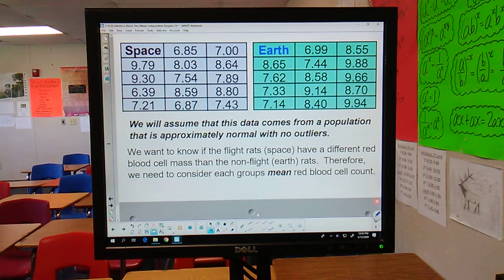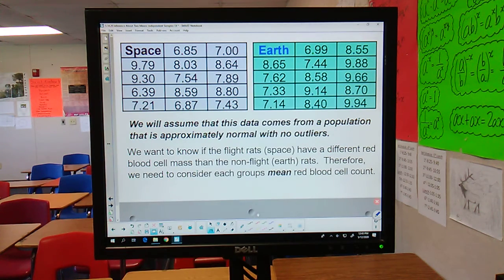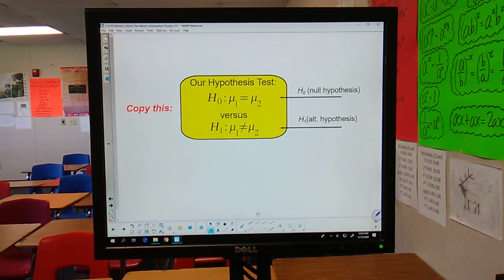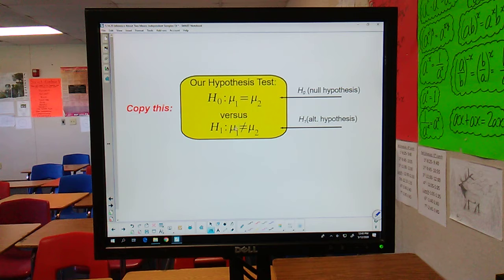Therefore, we need to consider each group's mean or average red blood cell count. These are all the counts of the ones they had in space and the red blood cell counts with the ones on Earth. Copy that down. I'll pause the video, please. All right, so like I said, we're testing to see, are the red blood cell counts, the averages, equal or are they simply not equal?